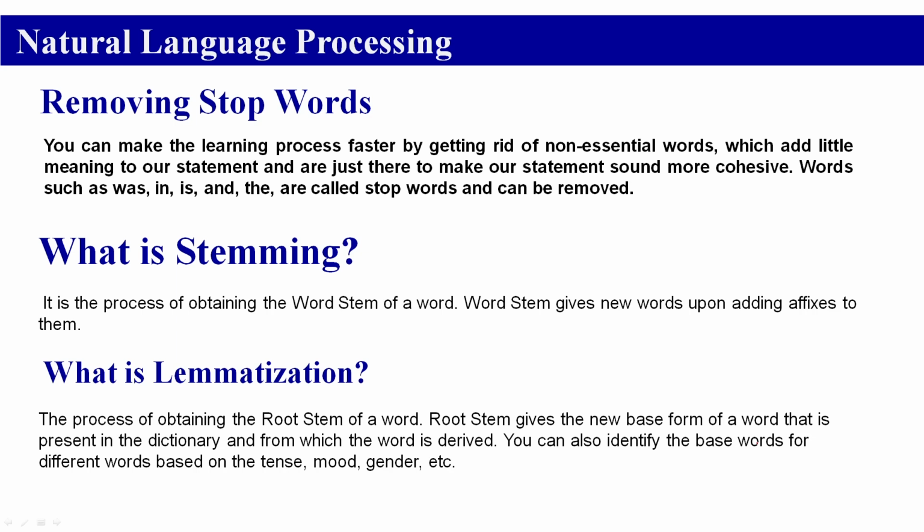Then what is lemmatization? This is the process of obtaining a root stem of a word. Root stem gives the new base form of the word that is present in the dictionary and from which the word is derived. Let us talk about a word called assassination. It is a big word. What is the root? Assassin, to kill a person, right? That is the root. So, that is what lemmatization does. It does the process of root stemming of the word. Root stem gives the new base form of the word, okay. And you can also identify the base words for different words based on the tense, mood, gender itself also. That is also possible. Remember, these are all actually linguistics of the language.